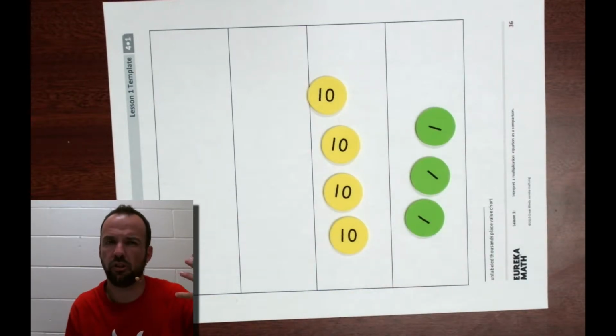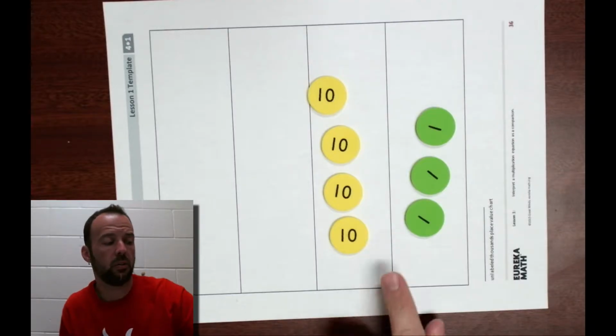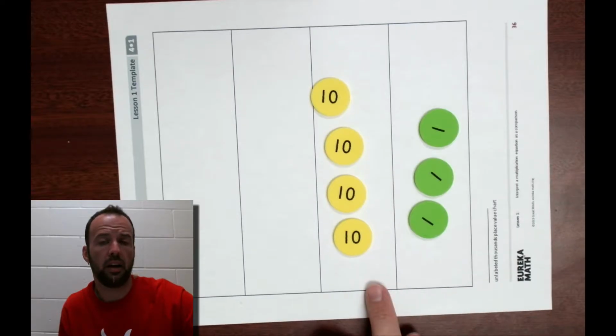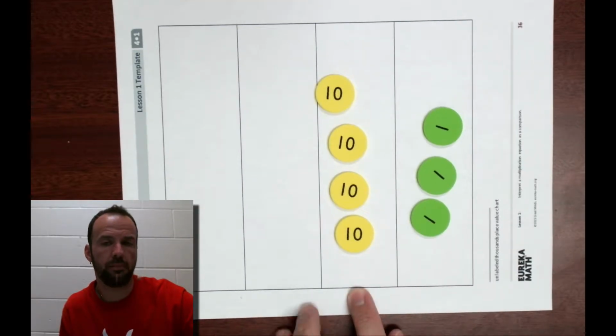Okay, so just refreshing your memory, hopefully a little bit, about what place value is. So we can determine what a number is worth using place value to determine the value of each digit, okay?